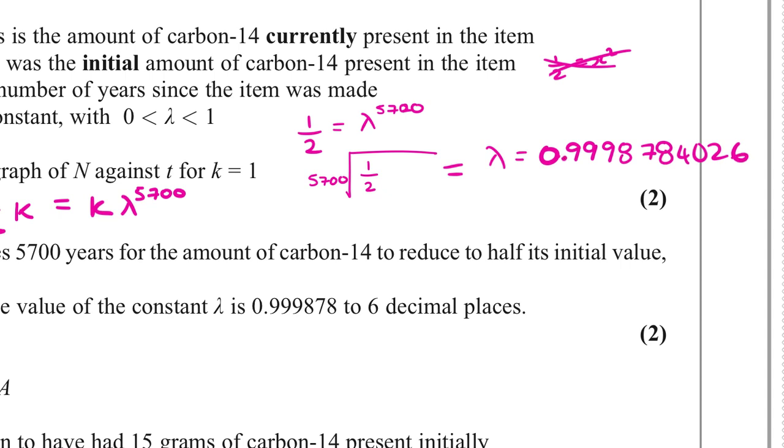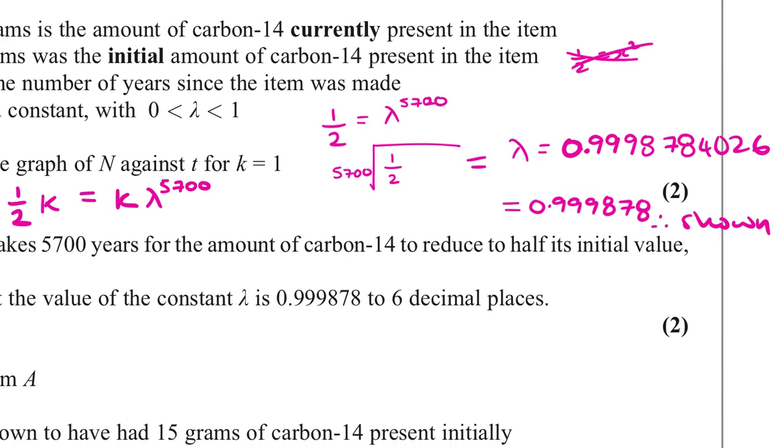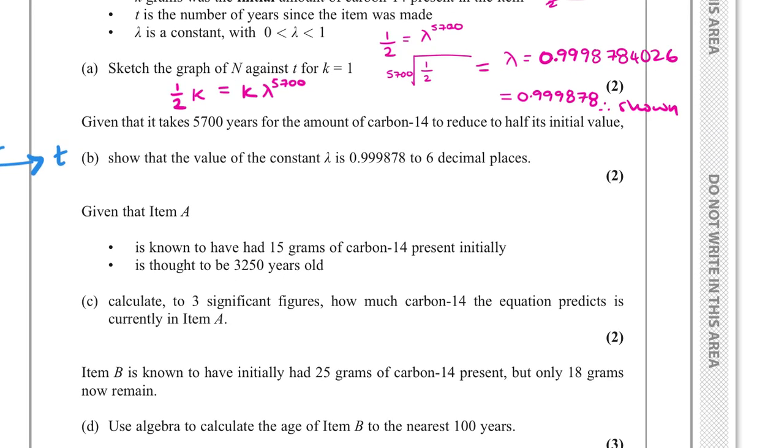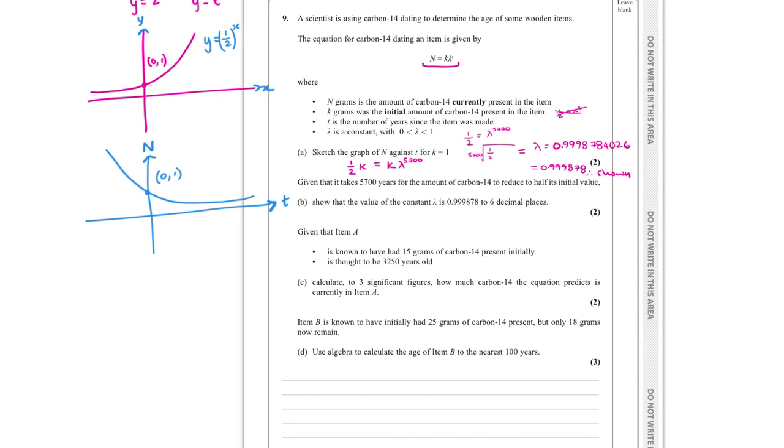874026. Perfect, which is, to 6 decimal places, 0.999878. Therefore shown. Okay, so we've shown that value in part B. Right, nice and simple. Now it says, given that part, no, it says A, right? Yeah? So, A.